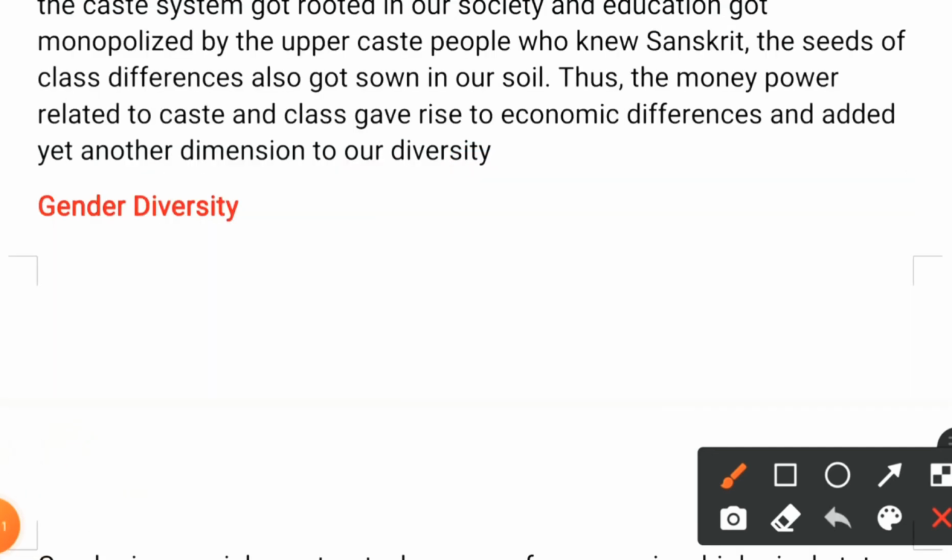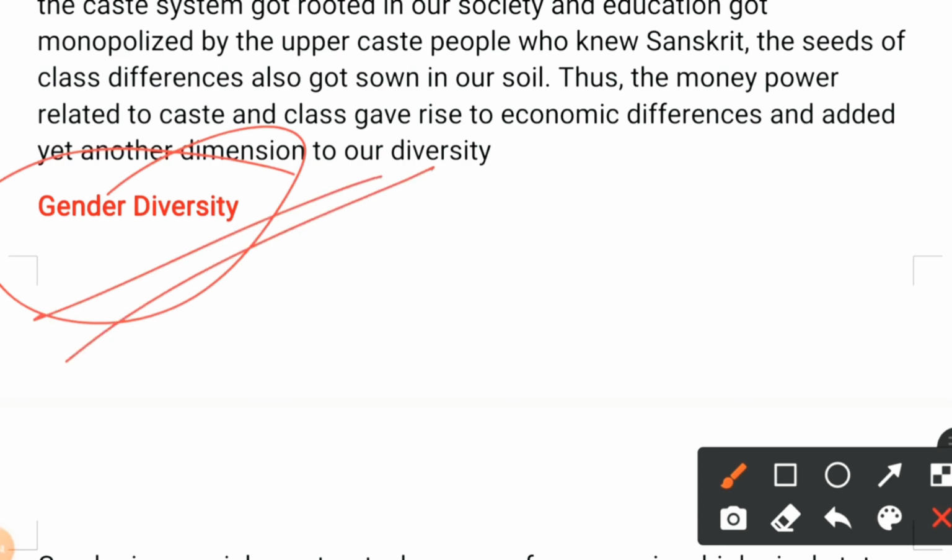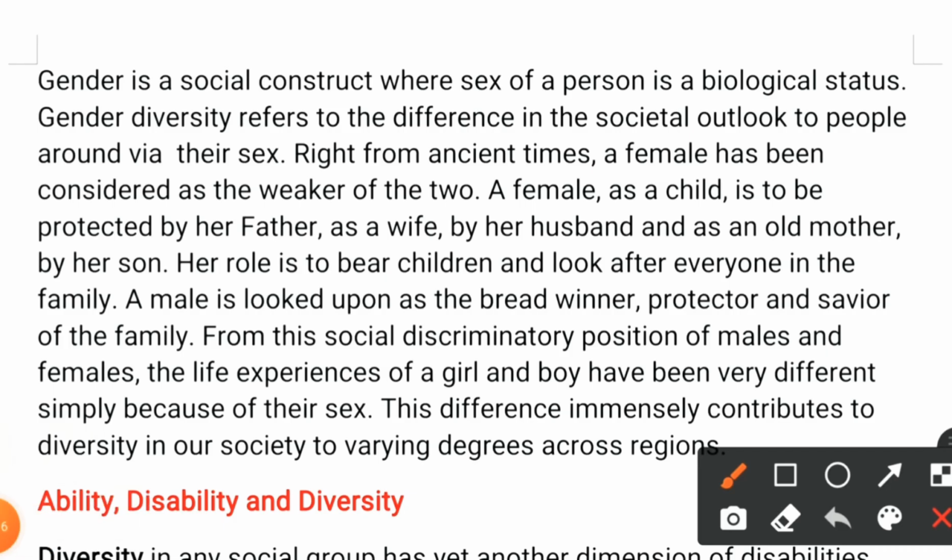Okay guys, our next topic is about gender diversity. When we talk about gender diversity in layman's language, I can say that in our society we can see a vast difference. In what ways? I'm talking about the difference between male and female. If a male child is treated very differently from a female child, this is known as gender inequality in society.